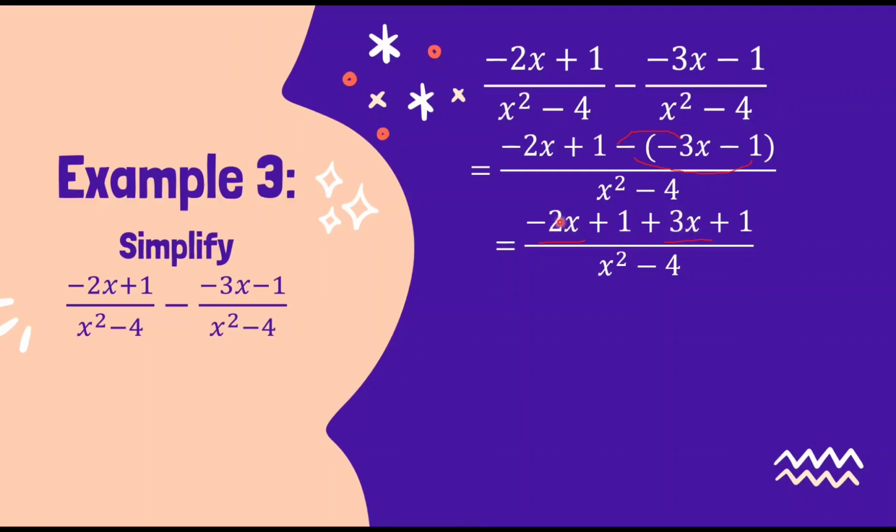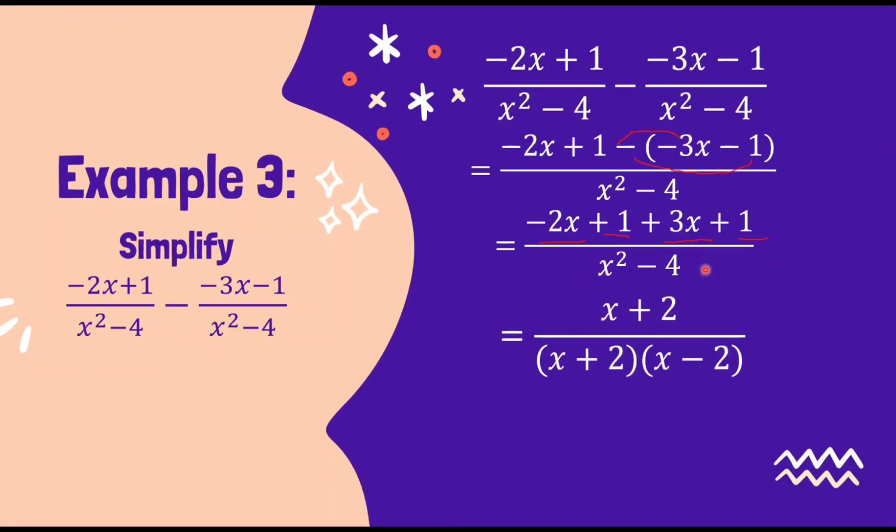So we need to subtract: negative 2 plus 3, or 3 minus 2. We have 1, so we have positive x. And then what else? We need to combine positive 1 and positive 1. So we have 1 plus 1, the answer is 2. So let us write: we have x plus 2.